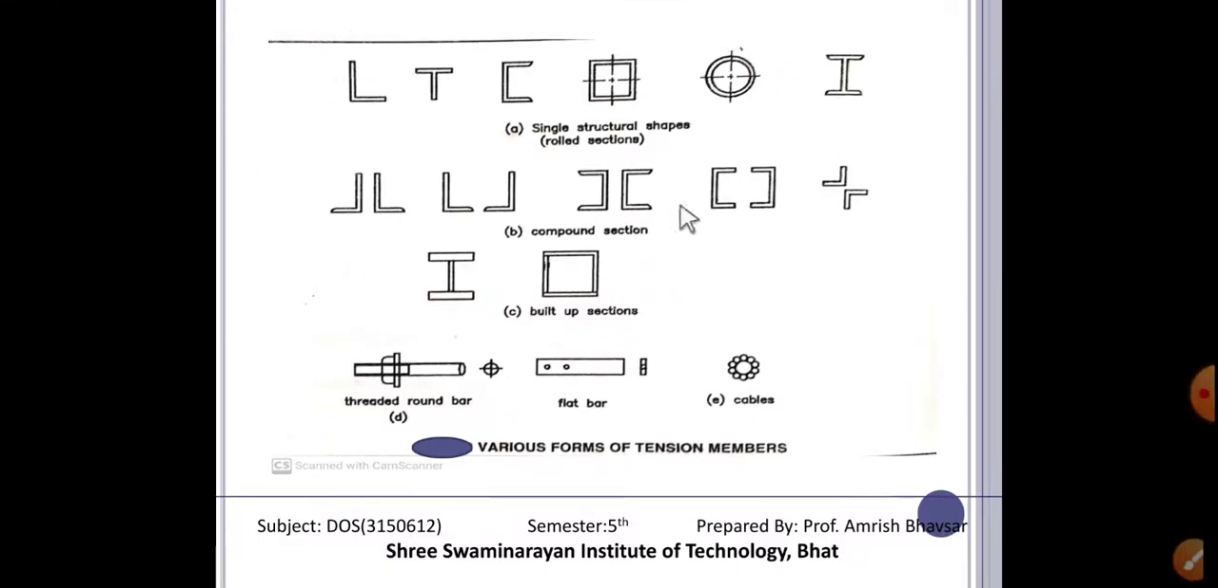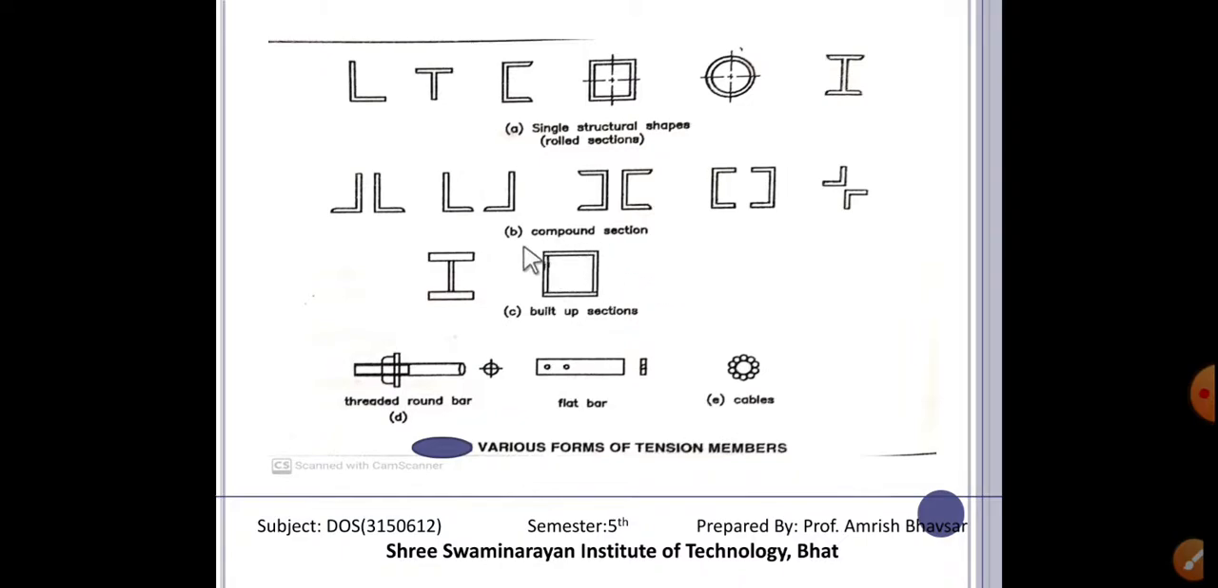But in compound section, as I discussed, हम यहाँ पे 2 angles ले सकते हैं, back to back, 2 angles front to front, 2 channels back to back, 2 channels front to front, something like this. These are the compound sections. And the built up section: this is an I section, which we bring from a company, it is a rolled section. But if we want to make the I section at our site, then we can make it on site, that is a built up section. Clear?